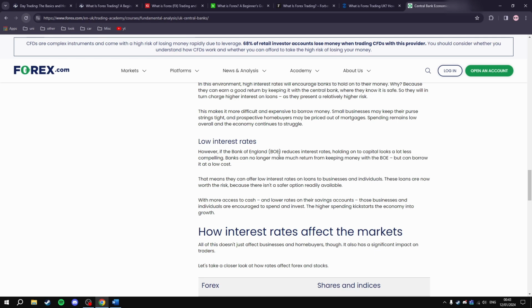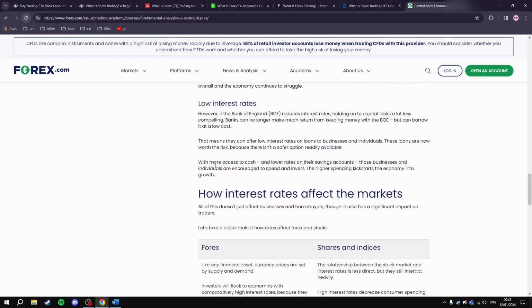However, if the Bank of England reduces interest rates, holding on to capital looks a lot less compelling. Banks can no longer make much return from keeping money with the Bank of England, but can borrow it at low cost. That means they can offer low interest rates on loans to businesses and individuals. These loans are now worth the risk because there isn't a safer option readily available. With more access to cash and lower interest rates on their savings accounts, those businesses and individuals are encouraged to spend and invest. The high spending kickstarts the economy into growth.